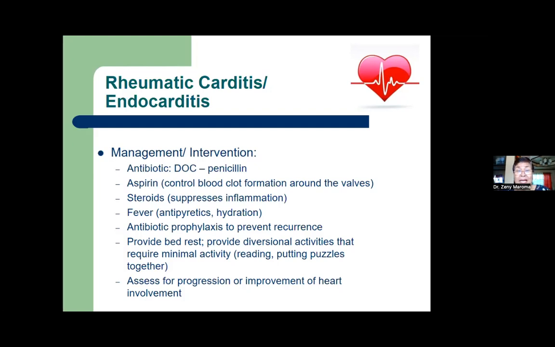Okay. Siyempre, because of decreased cardiac output, activity intolerance, and they provide bed rest. Provide diversional activities that require minimal activity. Lagi sa mga bata, reading, putting puzzles together, pero avoid activities na nag-involve ng competition. Kung adult, huwag mo siyang panoorin ng basketball. So kailangan yung tahimik lang siya na walang effort na gagawain o pagka natatalo sa game board, umiinit ang ulo. Okay? And assess for progression or improvement of heart involvement.